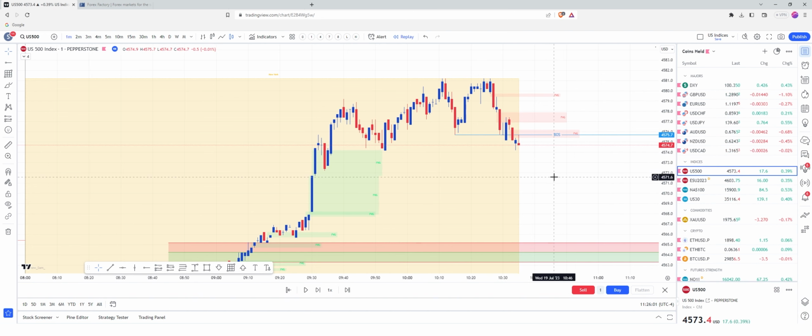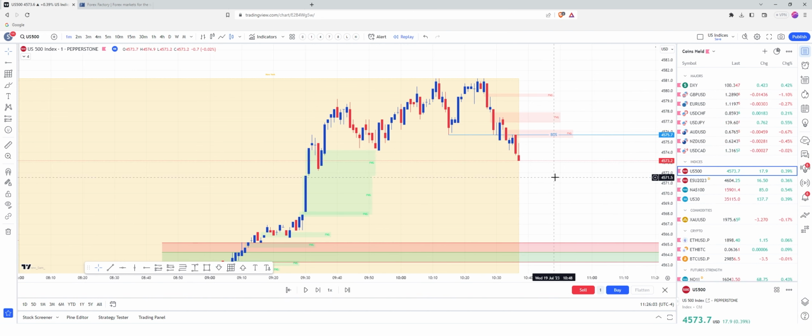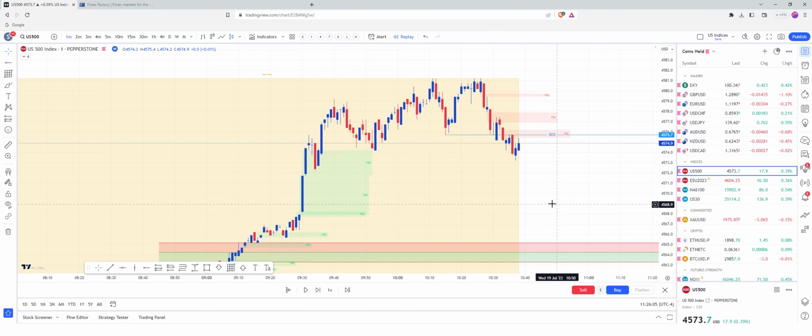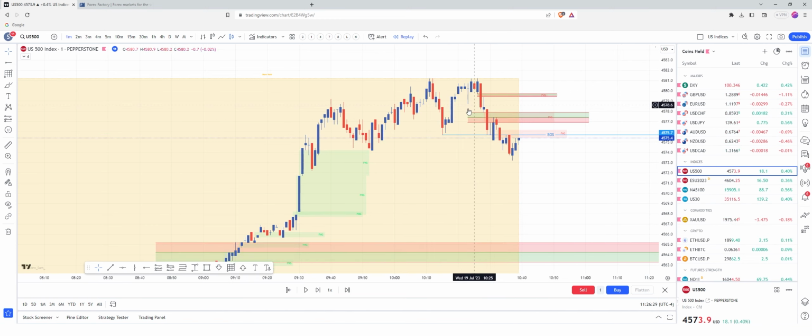So we've got body closes over here now. So I will highlight here now because we have got body closes and we've got two large candles. So I'm going to take note of this fair value gap. I'm going to take note of the lower fair value gap as well. This is a balanced price range here actually, which is quite a nice thing to see. Let's just mark this up.